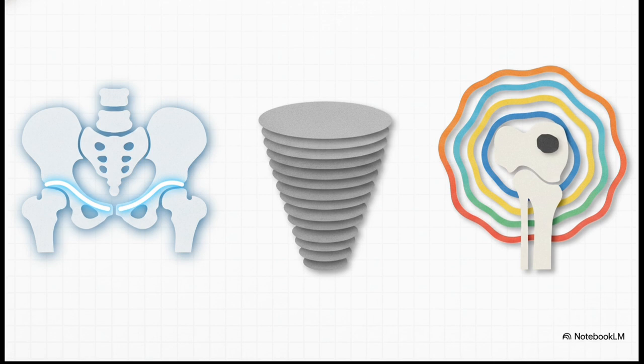Now, while a CT scan is amazing for mapping out complex 3D fractures, remember that an MRI is your absolute gold standard for catching avascular necrosis early, way before it'll ever show up on a plain X-ray.